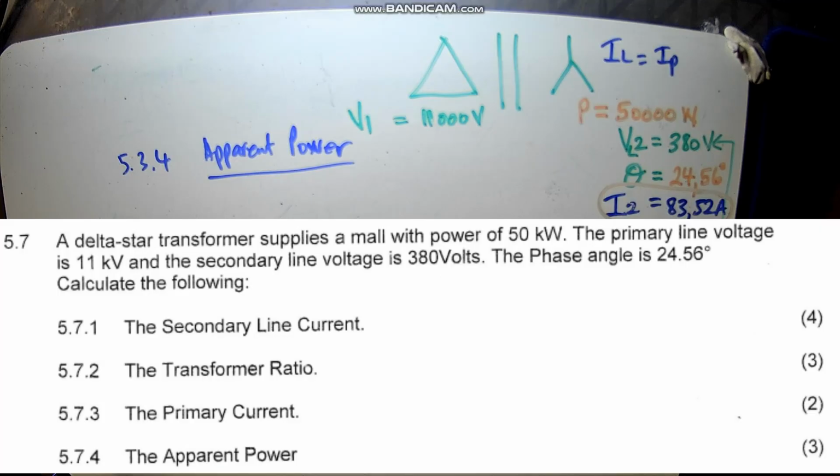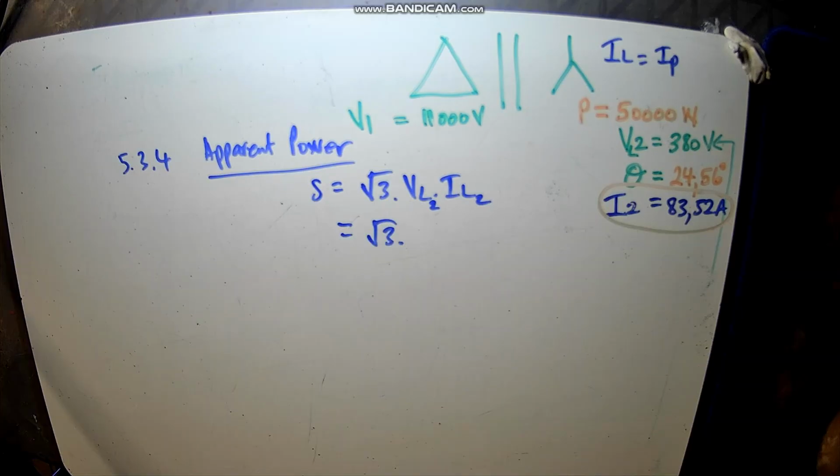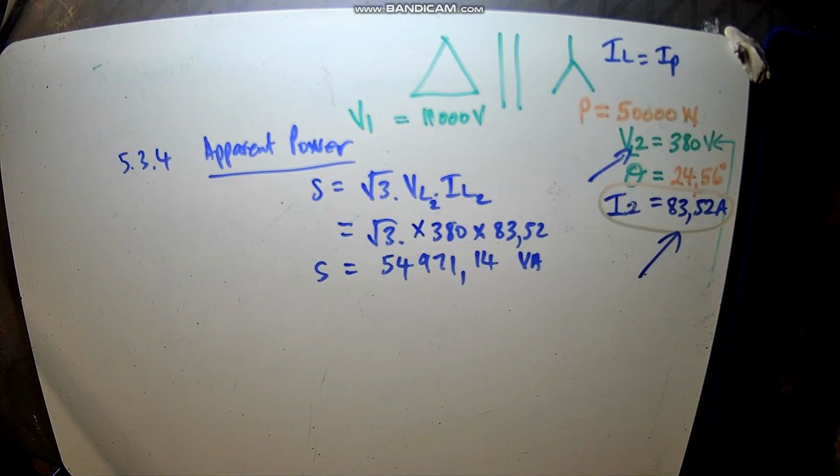So 534 says calculate the apparent power. The formula for apparent power is √3 VLIL. With the apparent power, there is no cos theta. And do notice that that is not P is equal to, but rather S is equal to. So VL2, we notice we have 380 given here. VL2 is 380 and I2 is 83,52, written on the right hand side of the board. So plug that into the calculator. That'll give us a unit of volt amps because it's apparent power. Divide that by 1000 and you'll get kilovolt amps. Okay, and that is the apparent power.